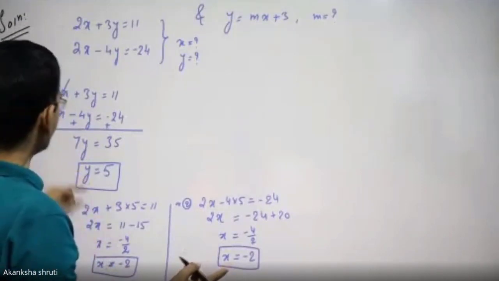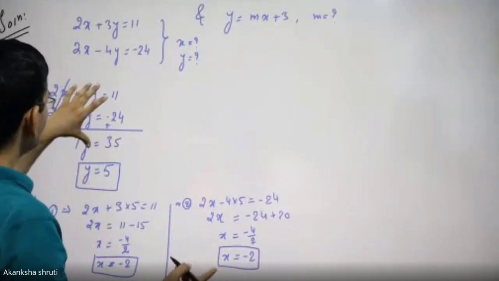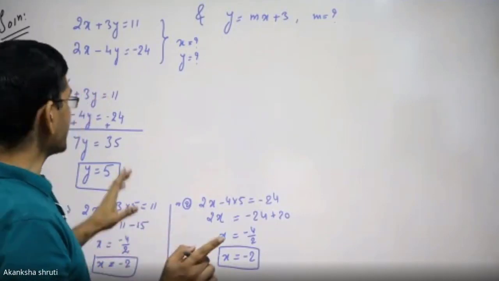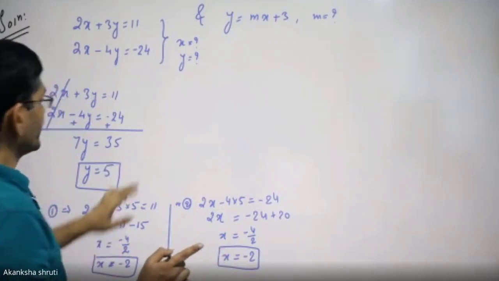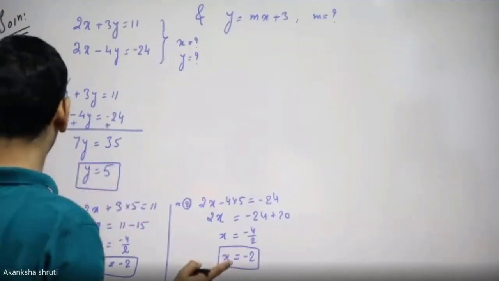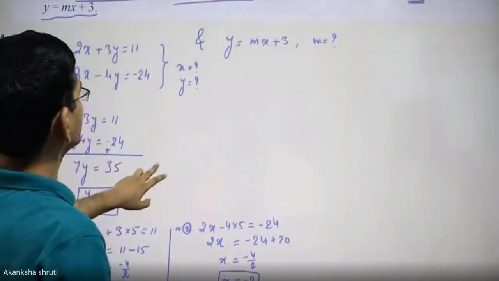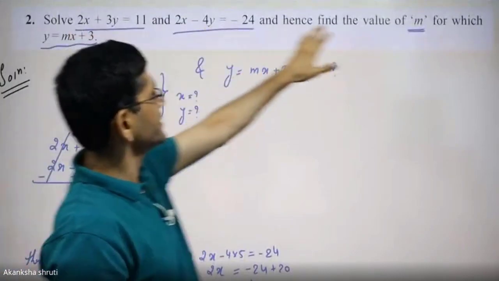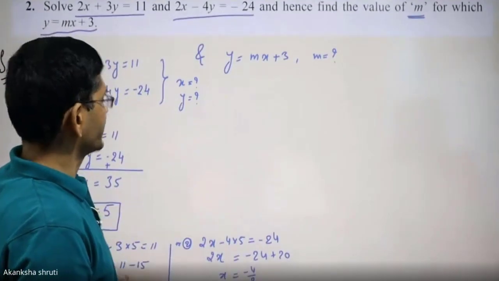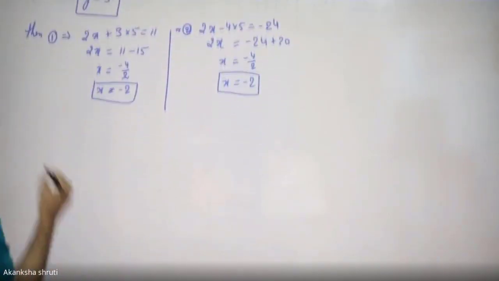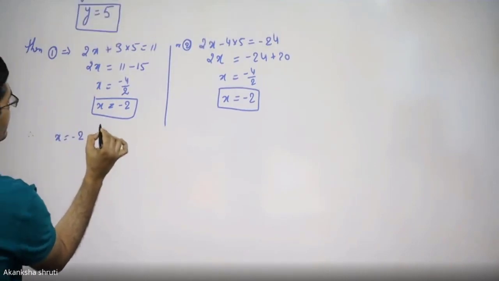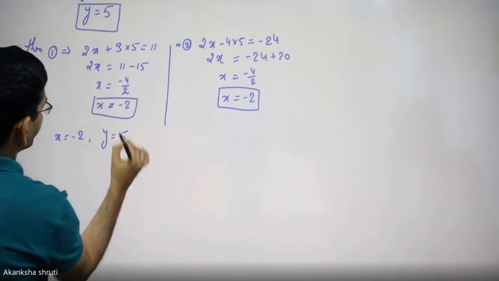So the best way is to apply elimination in the first part and substitution in the second part. Make this a habit, you will save a lot of time, unless it is asked to go for the substitution method or the purely elimination method. This is the combination of both. Here nothing is written about how to find, so you are free to solve by any method. Therefore, our x is minus 2 and y is 5.